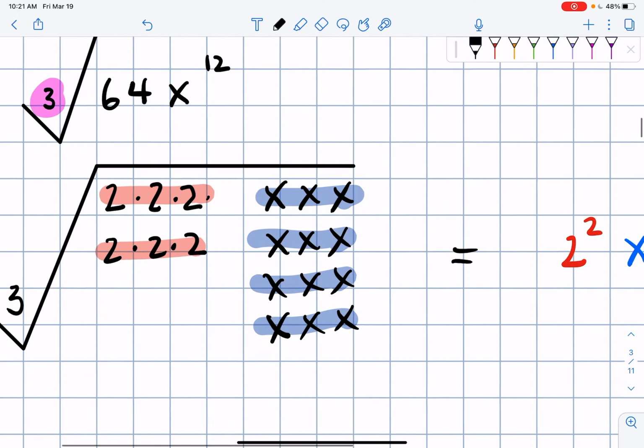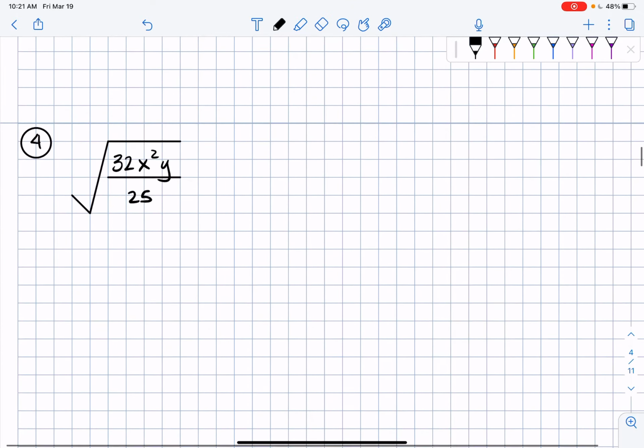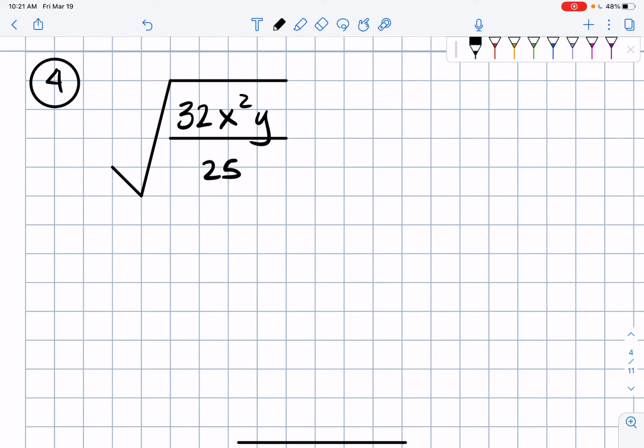However, on the next problem, it doesn't work that way, right? So the problem is that there's nothing that goes into 25 nor 32, and there's no x's or y's on the bottom, all right? But it's still under one radical. And if you notice that the index here, there's no number there. When there's no number there, it means that the index is a 2, okay?